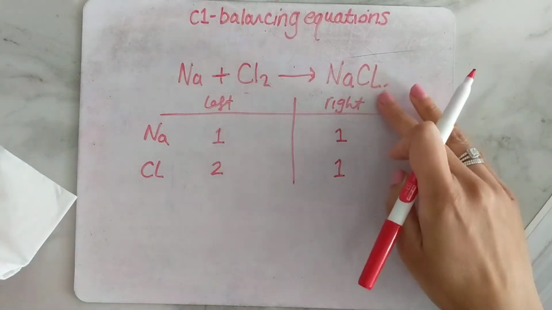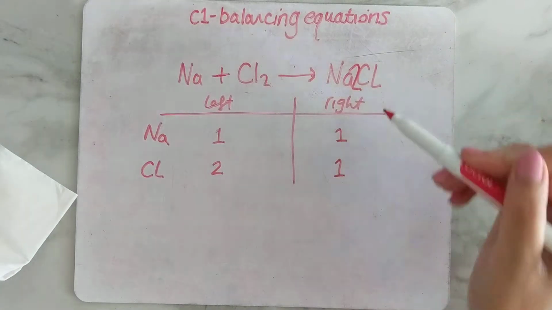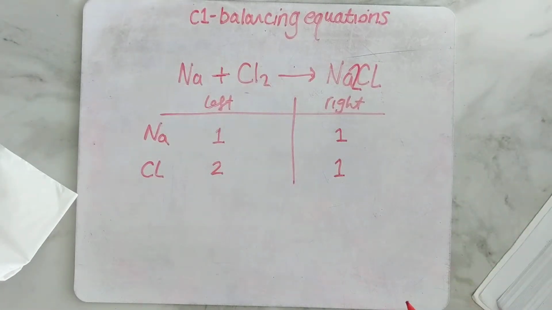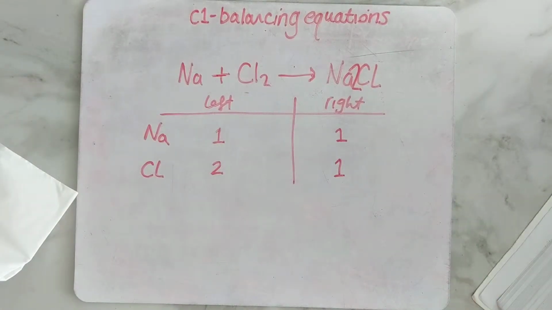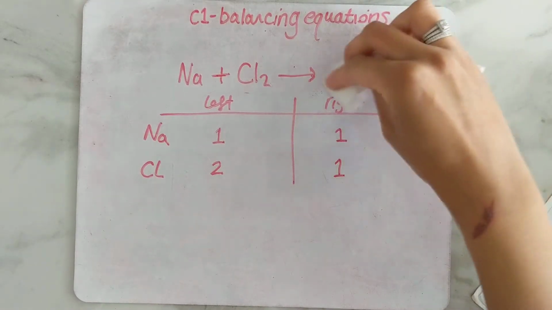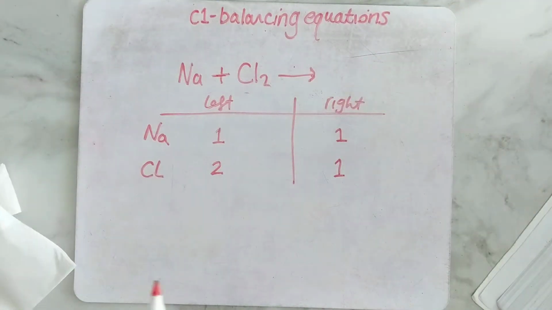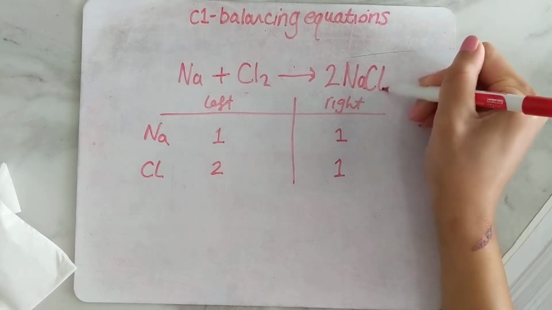Okay, so let's rub that out. I cannot put a big number 2 in the middle of the compound. Remember, compounds are 2 or more different elements chemically bonded together. So you can't just put a big number in between the compound and separate it. They are attached, they're bonded. So the only thing you can do is put that big number 2 in front of the entire compound.